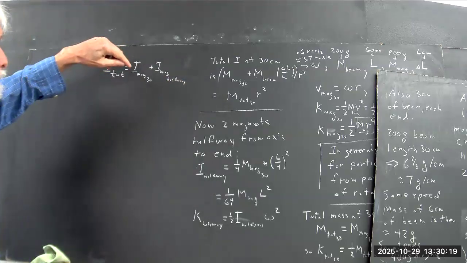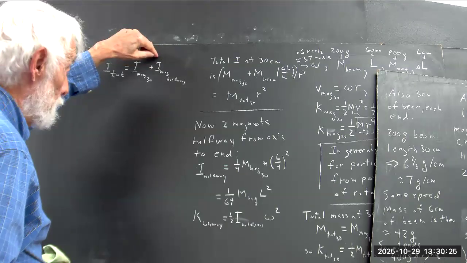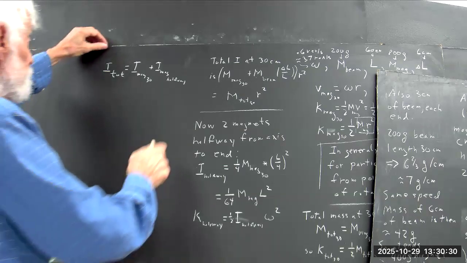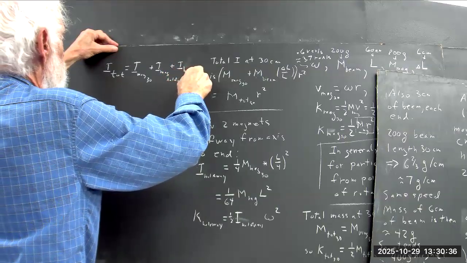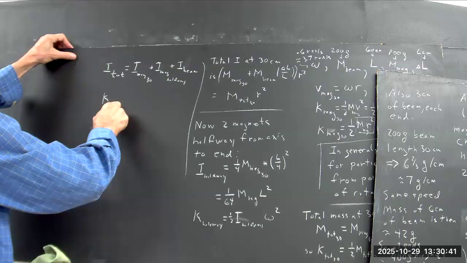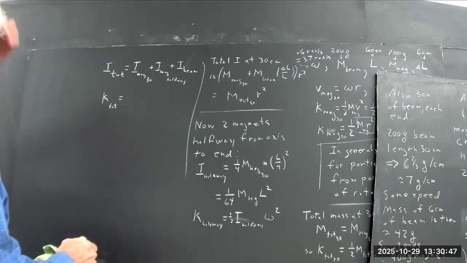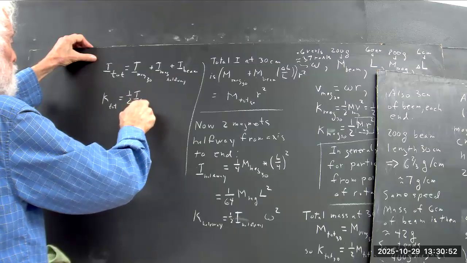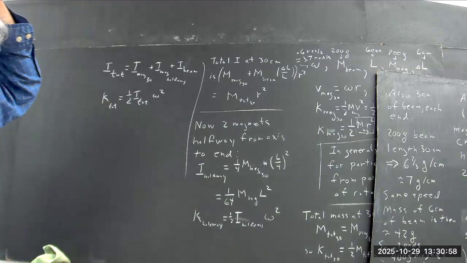Okay, this is moment of inertia of the magnets at 30 centimeters. Note moment of inertia of the magnets halfway between center and the end. And then I'm going to say the total moment of inertia of the beam. And then the total kinetic energy of the entire rotating system is just one half I total omega squared.